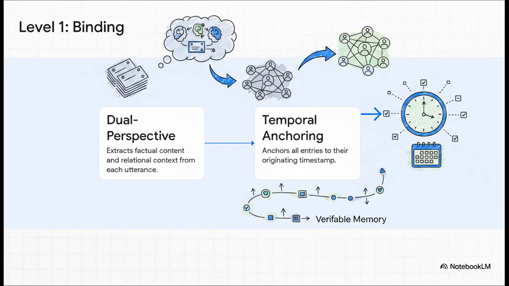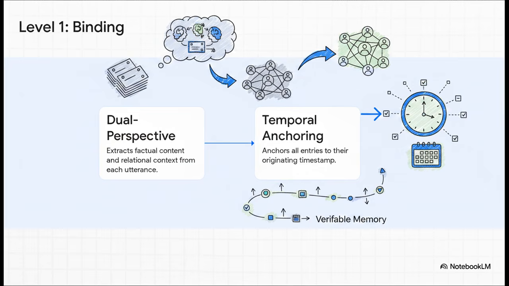For every little piece of a conversation, StructMem does this thing called a dual perspective extraction. It basically asks the language model 2 questions. First, what are the raw facts here? And second, what are the relationships between those facts? The cause and effect, the dynamics between people.